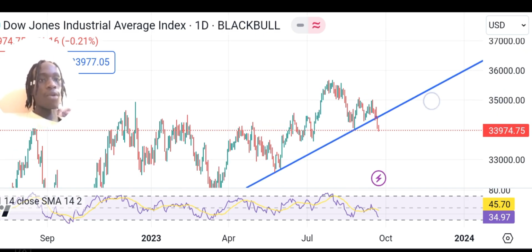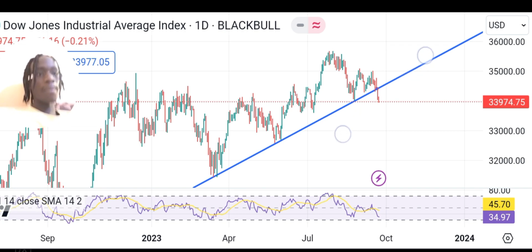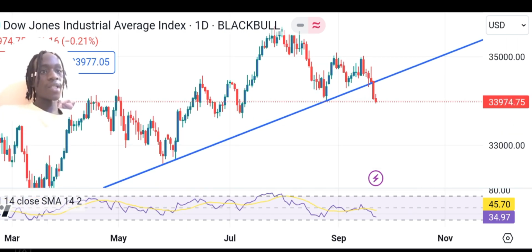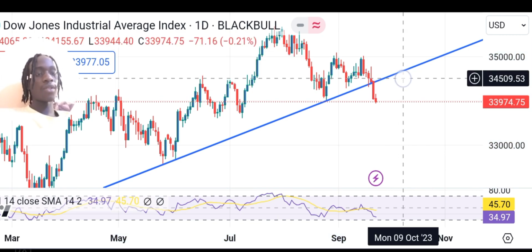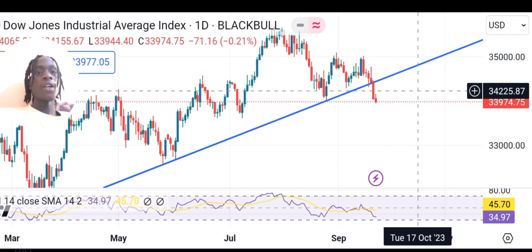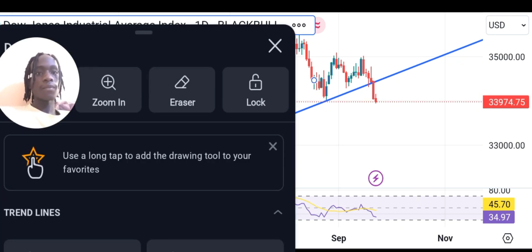The Dow came, broke our trend line here. So if it's going to go up, we're waiting for it to come and retest that trend line, maybe retest it here if it's truly going down. So it must retest. Wait for a retest for the market to do this.